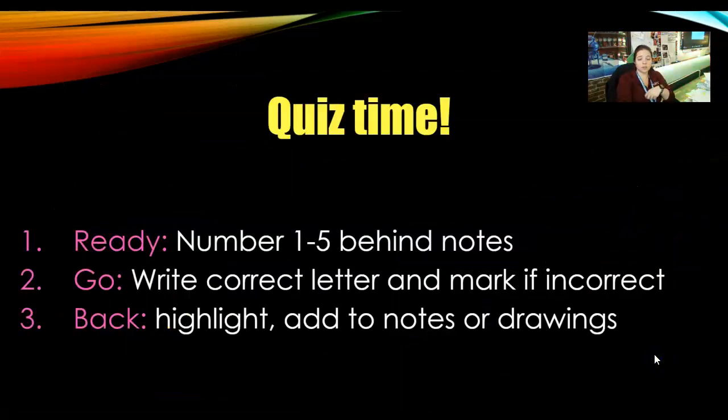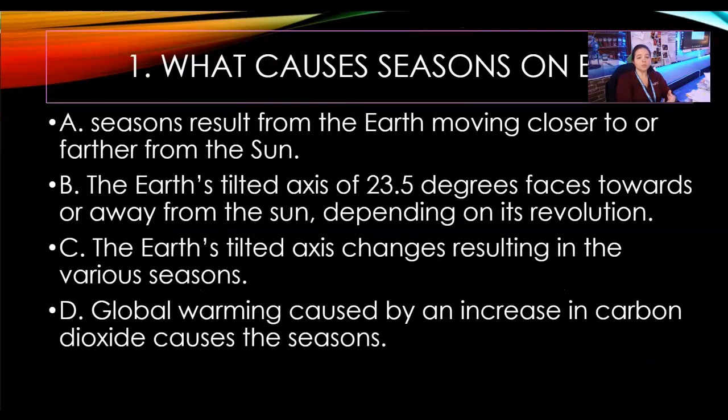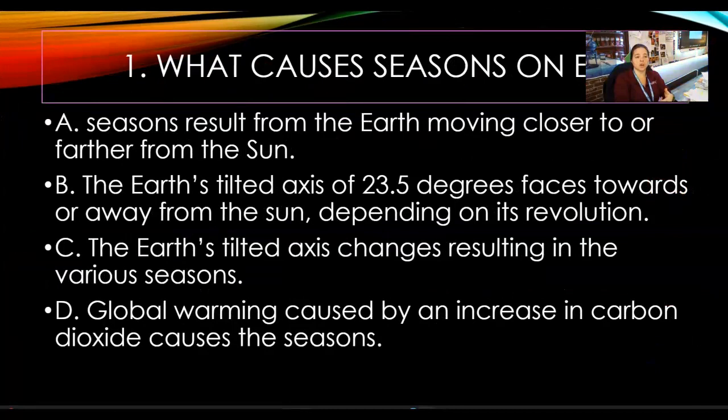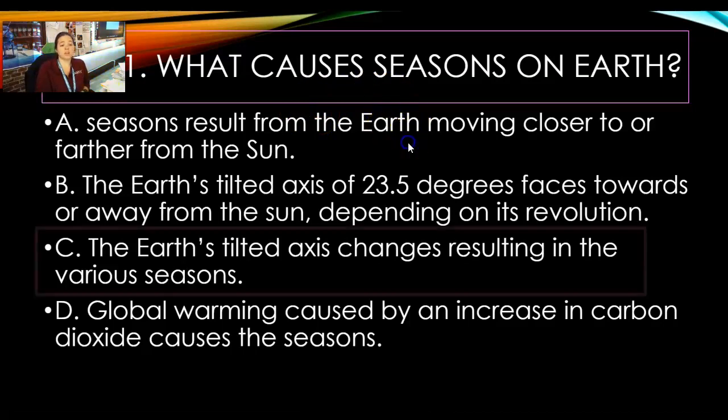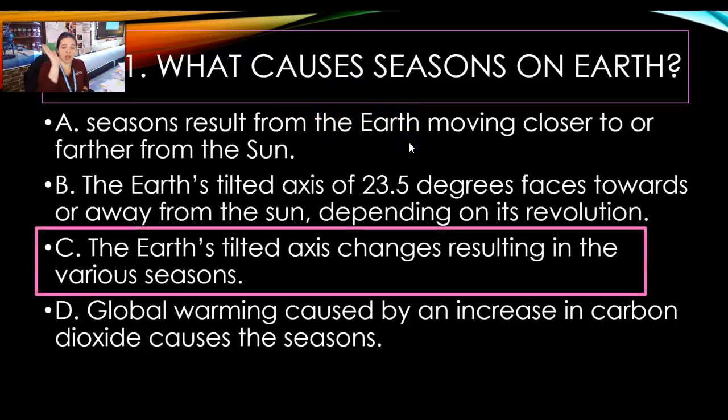All right, let's do the quiz. Remember, 1, 2, 3, 4, 5. This is quiz 2. I'd say seasons, quiz 2. What causes seasons on Earth? Is it seasons result from Earth moving closer or farther from the sun? The Earth's tilted axis of 23.5 degrees faces towards or away from the sun, depending on its revolution. The sun's tilted axis changes, resulting in the various seasons, or global warming caused by an increase in carbon dioxide causes the seasons. All right, this is going to be C. That tilted axis results in our various seasons.